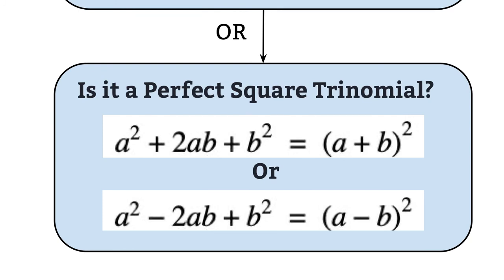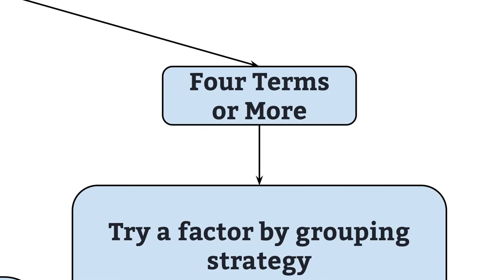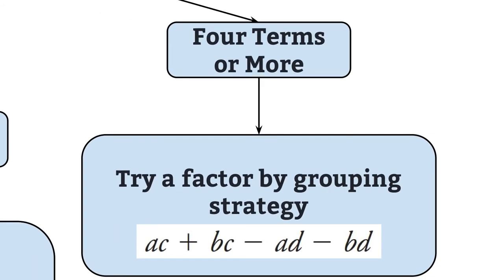But if you don't know how to do this, you could always just take this trinomial and use either your sum and product method or your decomposition method as usual. But if you have 4 terms or more, you want to try a factor by grouping strategy. And this is going to be when you group some of the terms together strategically so you can find a common factor between or within those groups.